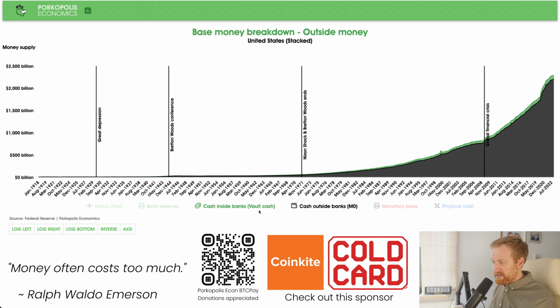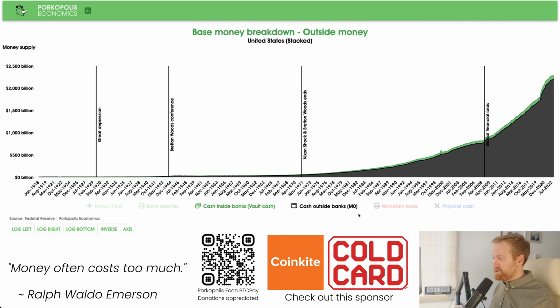Vault cash we talked about during our demand deposit series. Definitely do check that out if you want to learn a little bit more about how vault cash interacts with demand deposits. And cash outside banks, or M0, we've seen a lot, haven't we? We've talked about M0, M1, M2, M3.